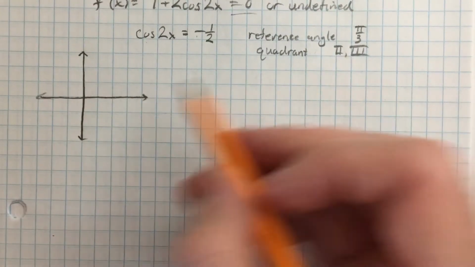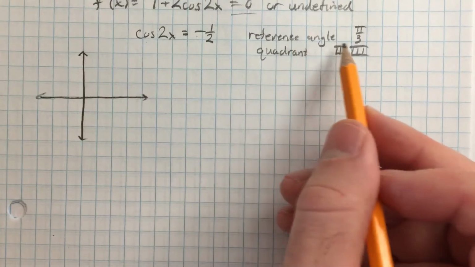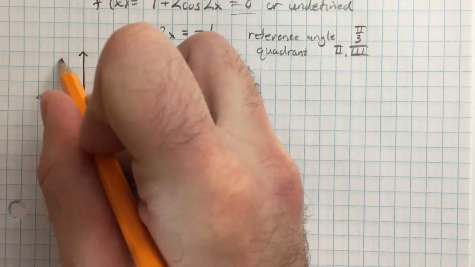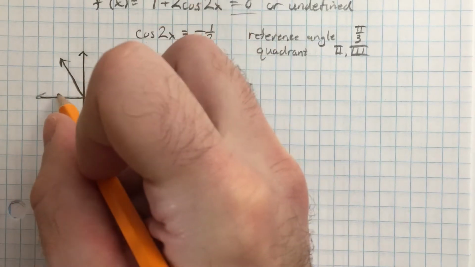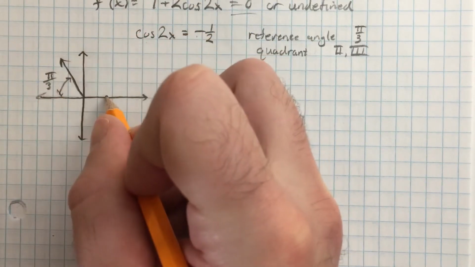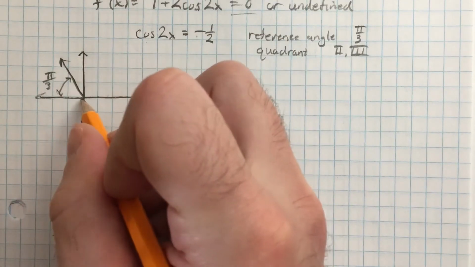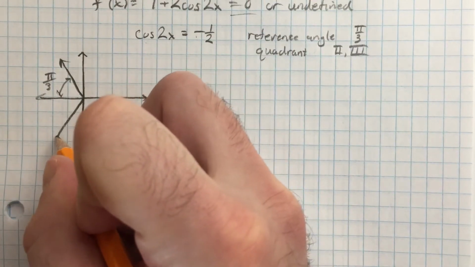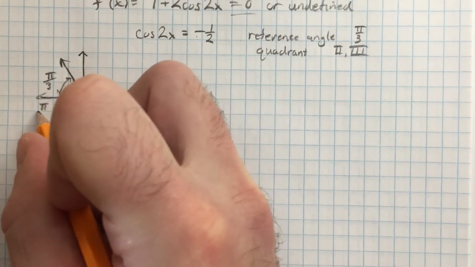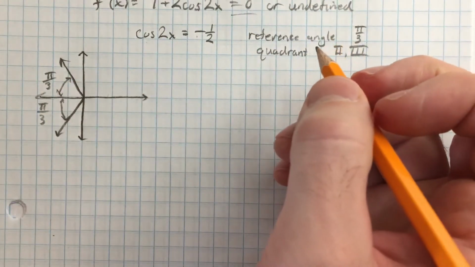So if we're in quadrants 2 or 3 with a reference angle of pi on 3, it should be up here, something like this. So this is a reference angle of pi on 3. Again, a reference angle, not the actual angle measured over here. And in the third quadrant, the same thing, a reference angle right here of pi on 3. So what are the actual angle values?